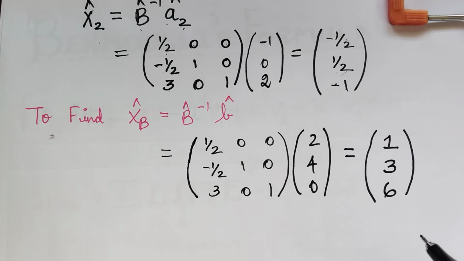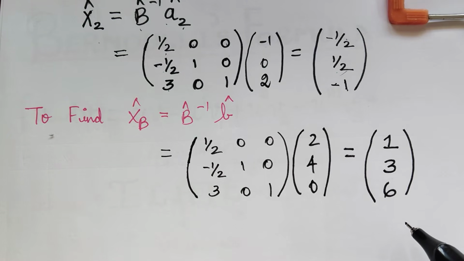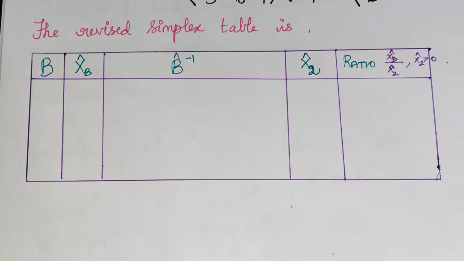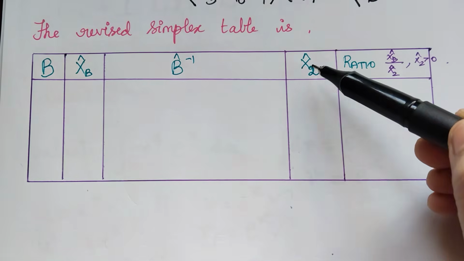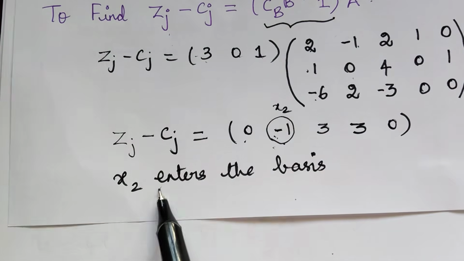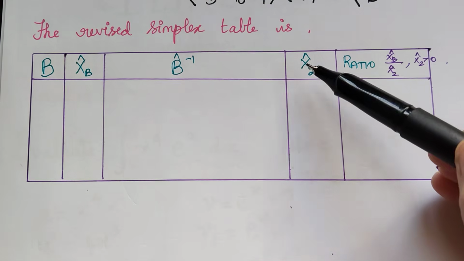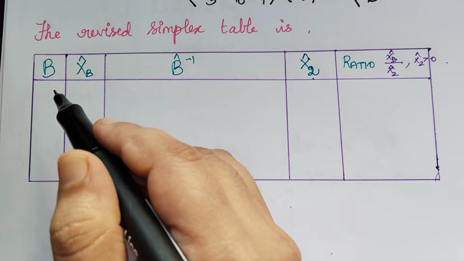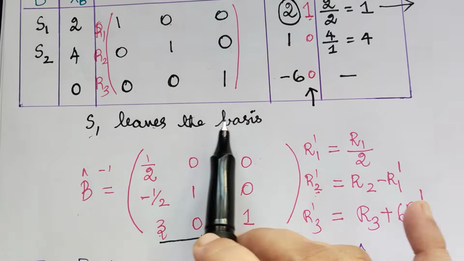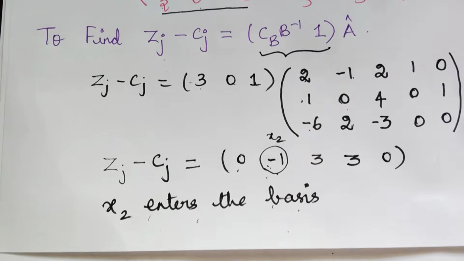Next we have to draw the revised simplex table again in order to find the leaving variable, the variable that leaves the basis, because we saw that x2 enters the basis. So we should know what leaves the basis. For that we have to draw a revised simplex table now. So this is the new revised simplex table, where first we write the column for basis, then xb cap, b cap inverse, and here since x2 was the variable that enters the basis, we write this as x2 cap, and we have to find the ratio. So now what are the bases we have? We know that S1 leaves the basis. So in place of S1, what is replaced?